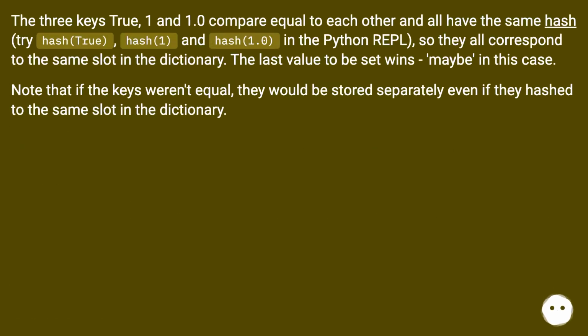The three keys true, 1 and 1.0 compare equal to each other and all have the same hash. Try hash of true, hash of 1, and hash of 1.0 in the Python REPL, so they all correspond to the same slot in the dictionary. The last value to be set wins, maybe, in this case. Note that if the keys weren't equal, they would be stored separately even if they hashed to the same slot in the dictionary.